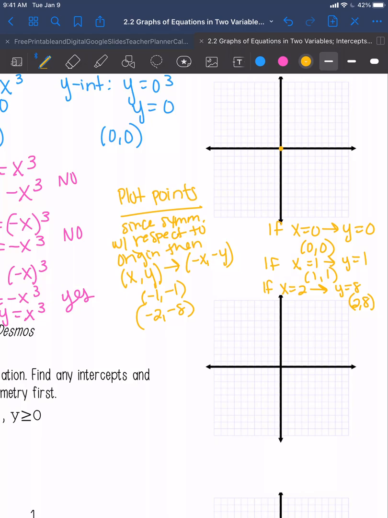0, 0, 1, 1, 2, 8, and then negative 1, negative 1, negative 2, negative 8. So here is what a cubic function looks like.